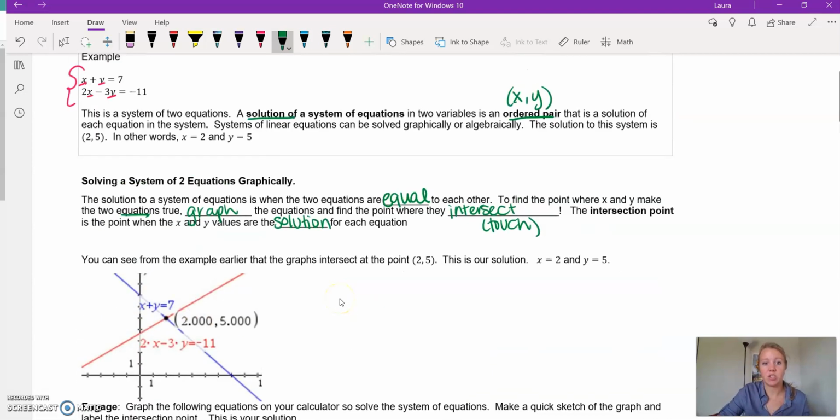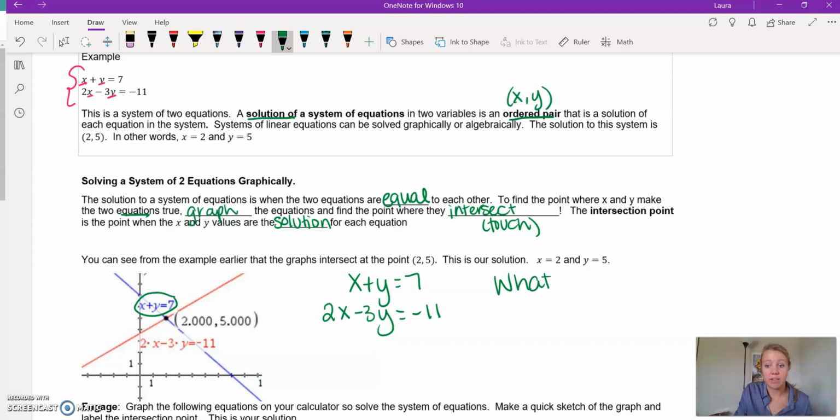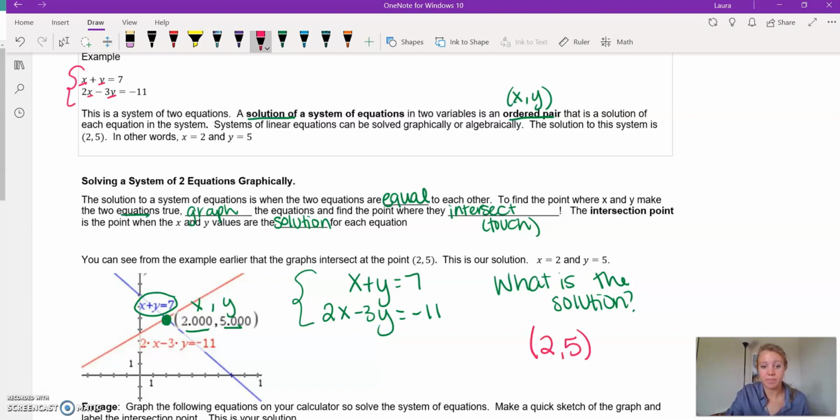They went ahead and graphed the two equations from the example. We have x plus y equals 7, that's the blue graph. And then they have 2x minus 3y equals negative 11. And they would ask, what is the solution? That's what the question would ask. So you would graph both of these equations and notice here's the point where they touch, the same exact point. That point is at 2, 5. That's the x and y point. So that's our solution. The solution would be 2, 5.